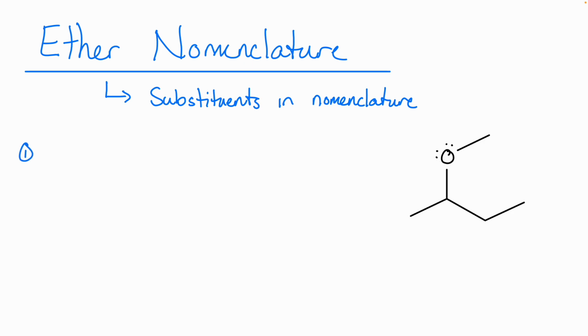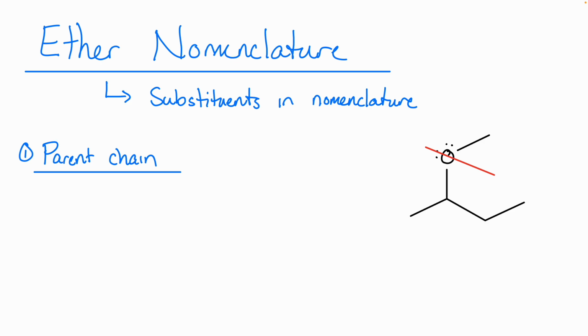So step one, we have the same steps as always. We're going to find and name our parent chain. So how do we find our parent chain for an ether? Right, we have carbons on either side of our oxygen. So what we're going to do is chop at that oxygen, and look to see which one of those chains is the larger chain. That one's going to be the parent chain of our molecule.